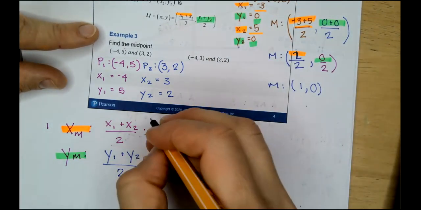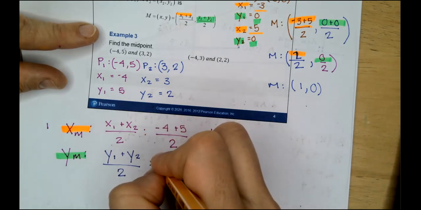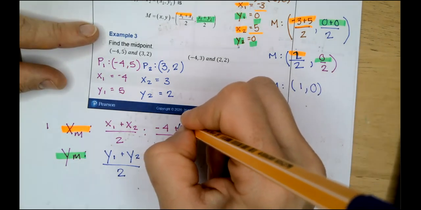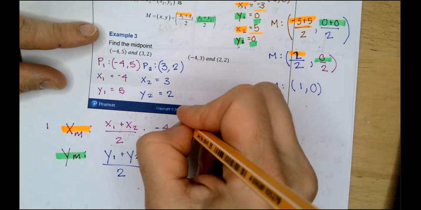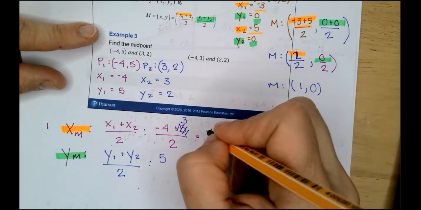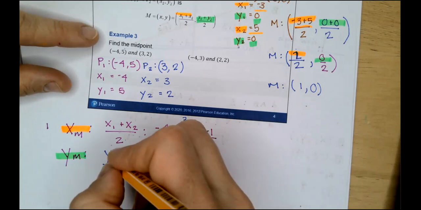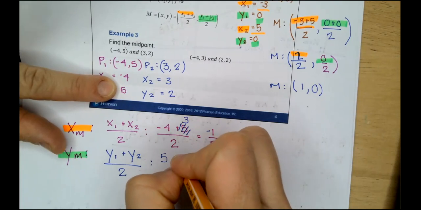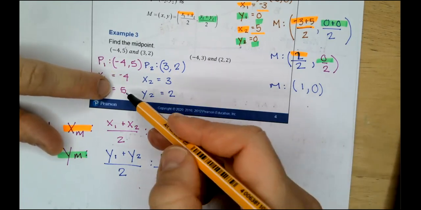Y1 is 5. Oh my gosh, so many mistakes right now. I did y1 instead of x2. So it's -4 and 3. Luckily, that's just a -1. All right. Y1 is 5. Y2 is 2. Did I do it right? -4 and 3. 5 and 2.